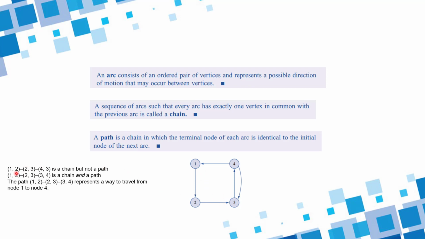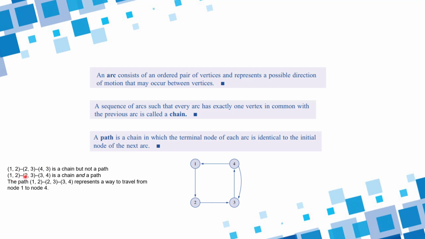So if we go from node 1 to 2, 2 to 3, and 4 to 3, that is called a chain but not a path. So 1 to 2, 2 to 3, then we go 4 to 3. That's a chain. It's a continuous line of actions between nodes, but that's not a path because a path should have the same direction all over the way.